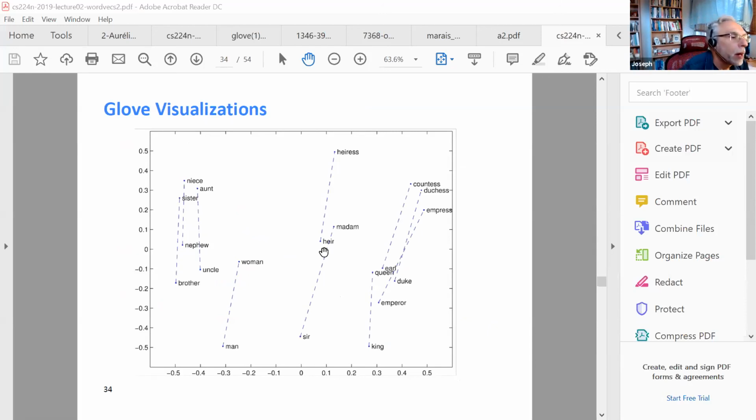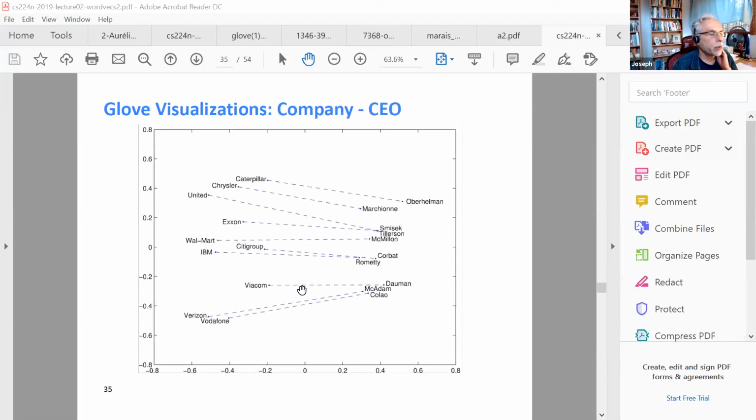The relationship between sir and madam is a direction. There are these directional relationships between these words that involve the genders, right? Sir is the male version, madam is the female version, heir is the male version, heiress is the female version, king, queen. So the male versions are along the bottom, and the female versions are along the top. So it's showing that GloVe works well there.